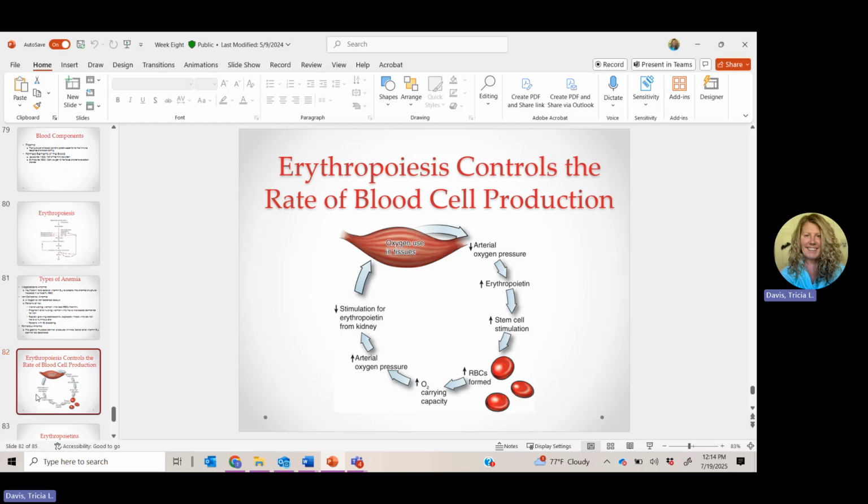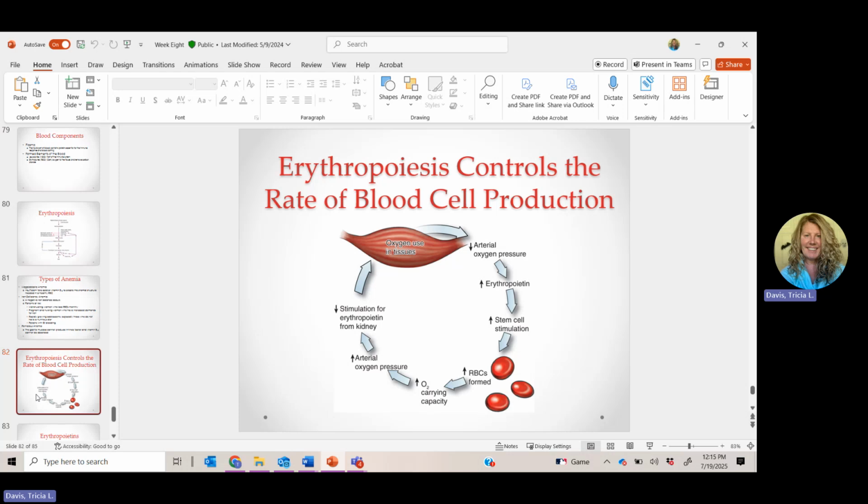All right, so this is the process of erythropoiesis, and erythropoiesis is going to control the rate of blood cell production. This is going to be directly related to our oxygen use in our tissues. So just think that our oxygen decreases in a patient, for a variety of different reasons. They could be bleeding, they could have a respiratory issue. Well, when the body senses that we don't have enough oxygen, it's going to stimulate erythropoietin to be released, which is then going to say, hey, stem cells, I need you to start making red blood cells.